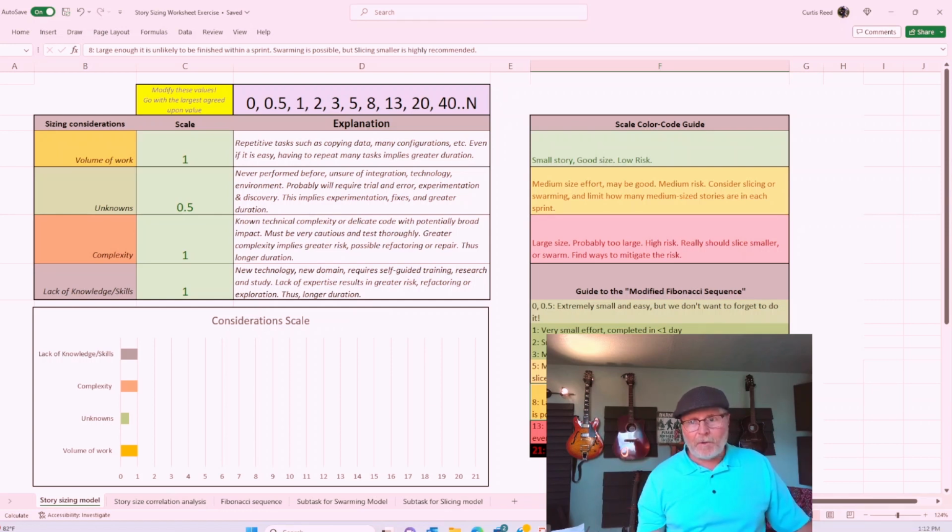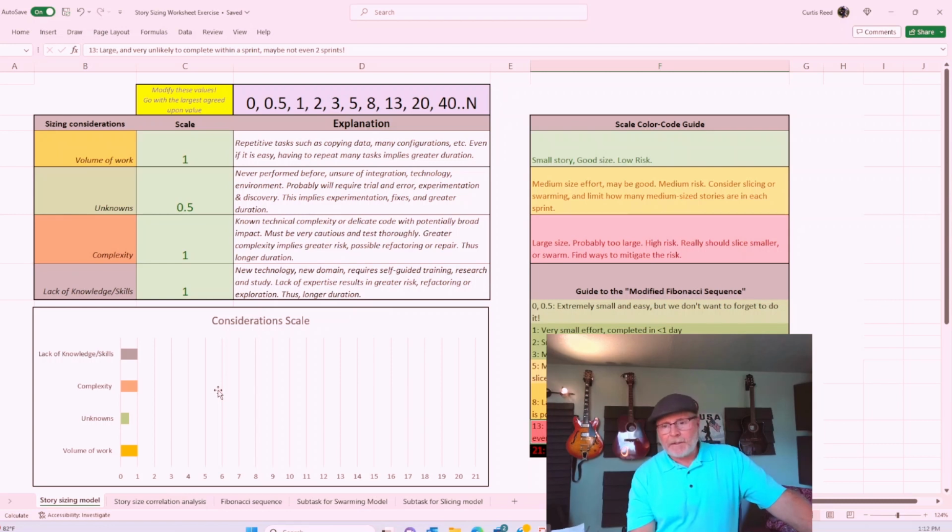Right? Look for my video on slicing and swarming. Anything above 13, it's large, too large. It's probably a feature. Forget about it. We can't even try it. We have to look at how to slice this up. So how do we use this? So what I do is I get the team to bring up their stories, and we begin to go through there.